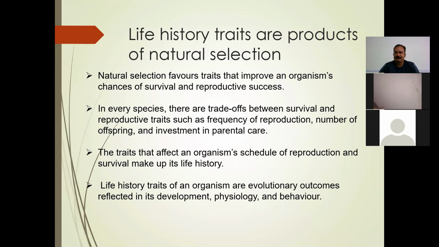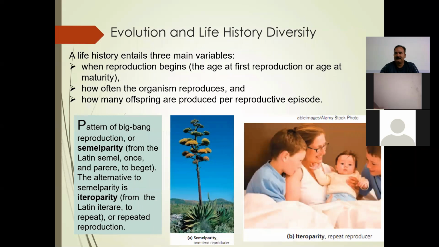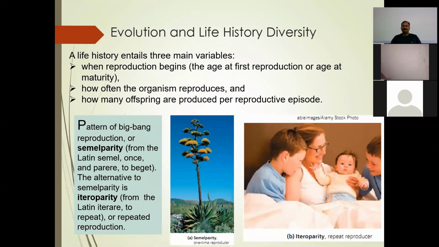You can say cubs of lions get trained by their mother and parents on how to hunt prey. So all these strategies are adopted by the young ones. When we talk about the life history of any species, we will focus on three main traits or variables. First, when reproduction of any individual starts. It means at which age an animal reproduces for the first time, or at which stage an individual gets maturity and starts the production of offspring.